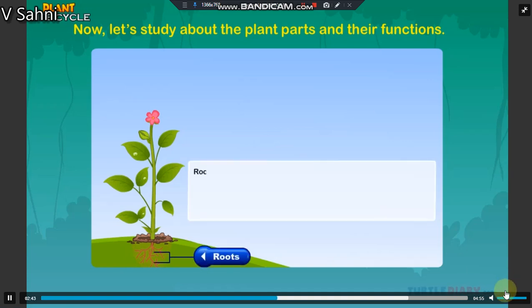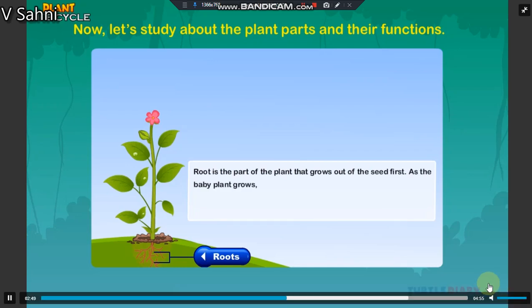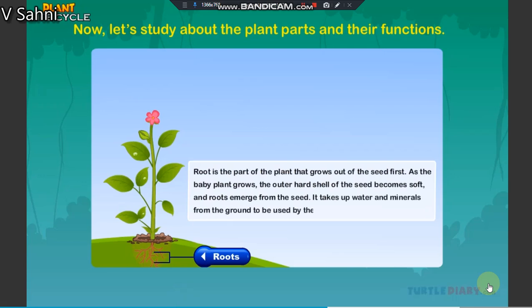Roots. Root is the part of the plant that grows out of the seed first. As the baby plant grows, the outer hard shell of the seed becomes soft and roots emerge from the seed. It takes up water and minerals from the ground to be used by the plant.